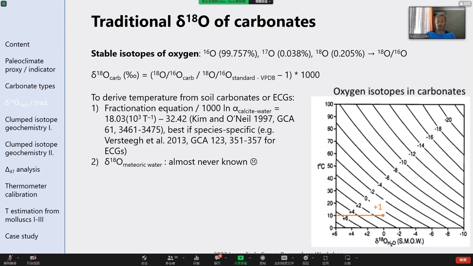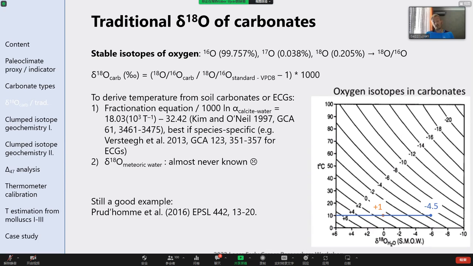Let's take a given temperature in degrees Celsius. If we have an environmental water with 0 per mil oxygen isotopic composition, then we will have a carbonate of about +1 per mil. But if we have a much more negative oxygen isotopic composition of the water, then we will get a much more negative oxygen isotopic composition for the same carbonate formed at the same temperature. So this is really nice to demonstrate that we have to know the oxygen isotopic composition of the meteoric water as well.